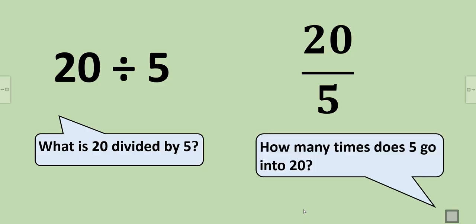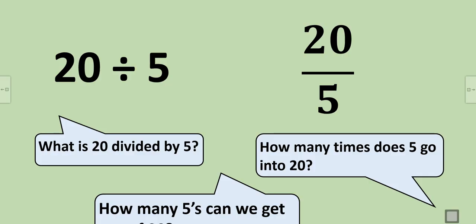Another way of putting it is, how many times does 5 go into 20? And that's quite a useful one because it links it in to multiplication. We're using the word times. And we know that multiplication and division are opposite. So there's definitely a connection there, which we might want to explore more at some point. And then finally, I'm going to use this statement, which I think is probably going to make it the most clear for you.